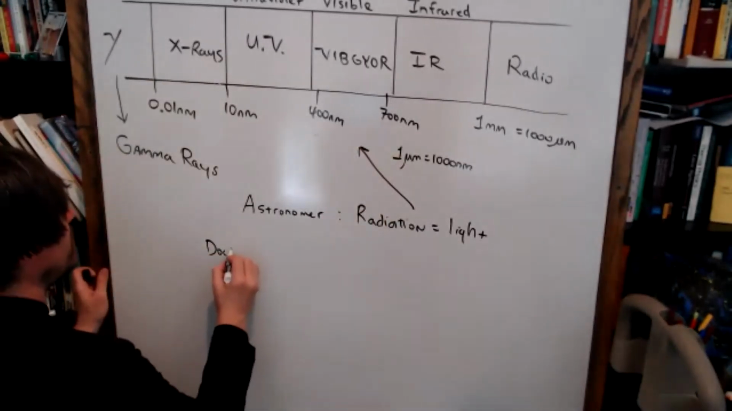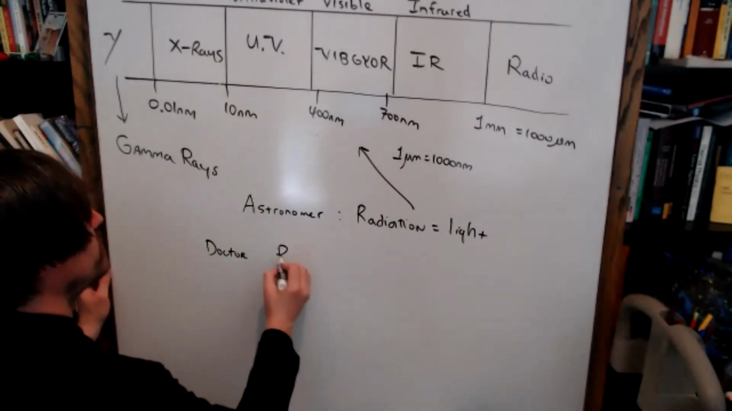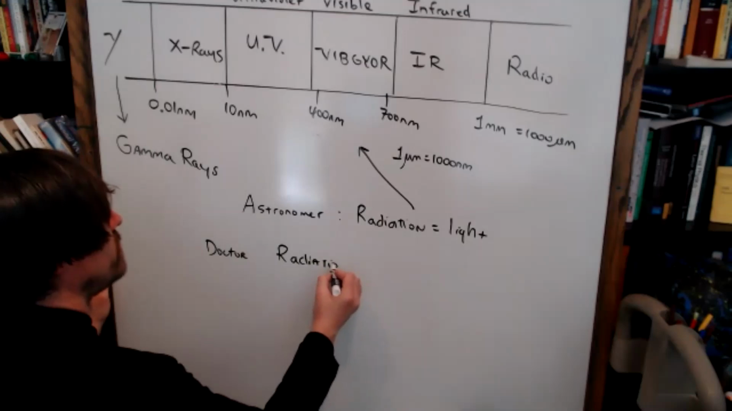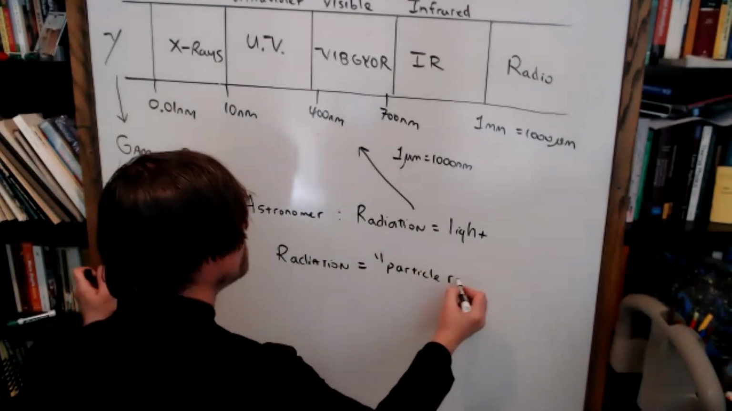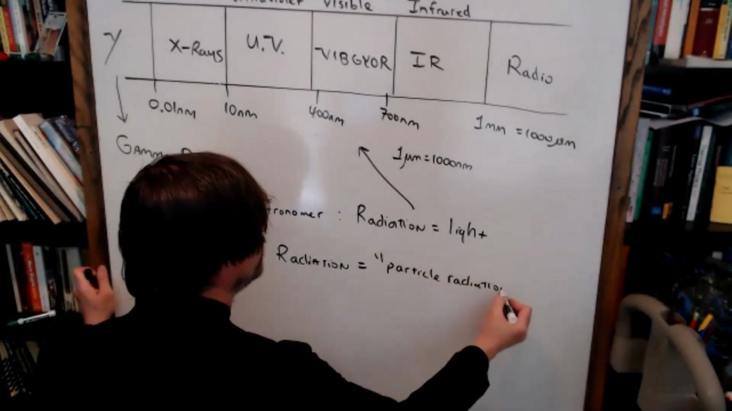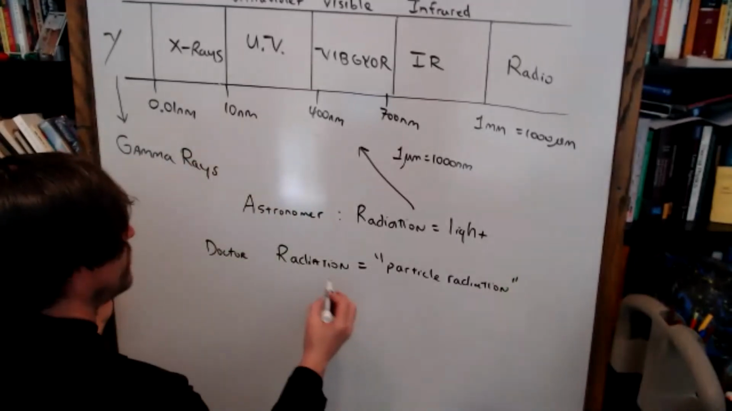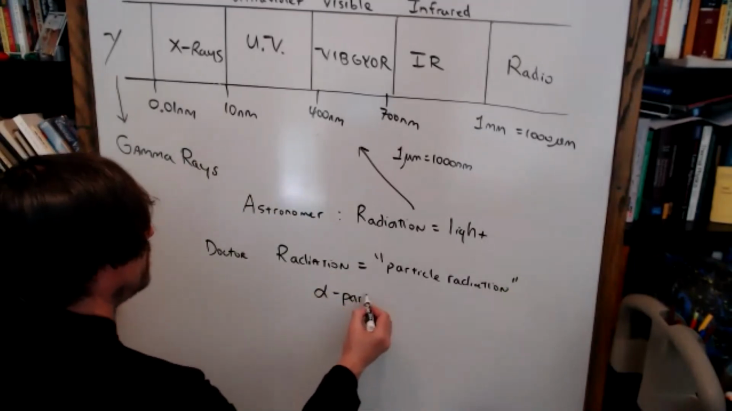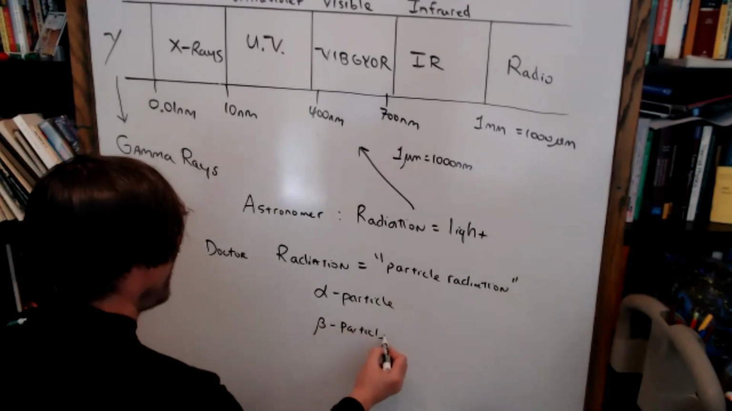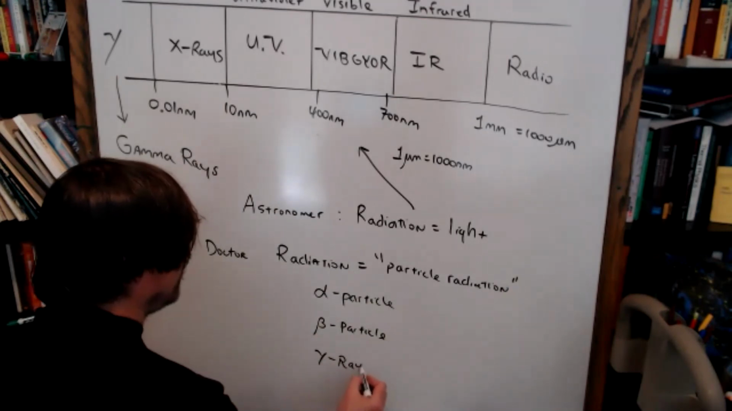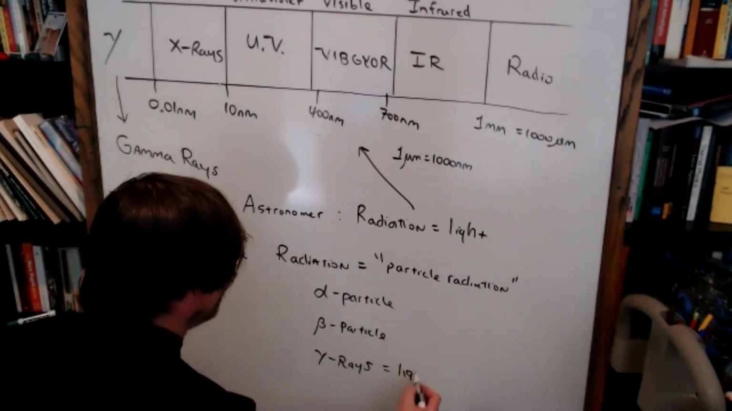But if you're a doctor, or if you're a nuclear scientist or a medical technician, you might use the term radiation differently. You might use the term radiation to mean particle radiation. And particle radiation is the stuff that makes you sick. And it was first discovered by Madame Curie and broken into 3 different types: alpha particles, beta particles, and gamma rays.